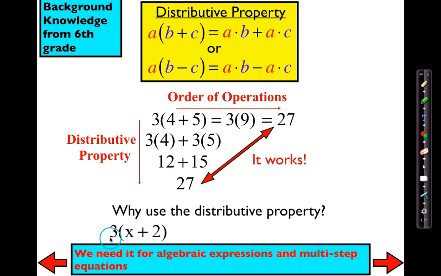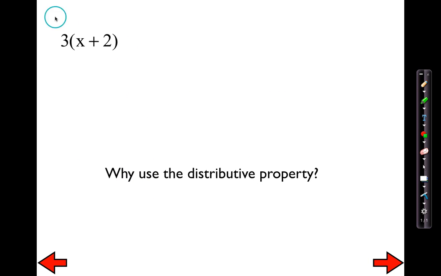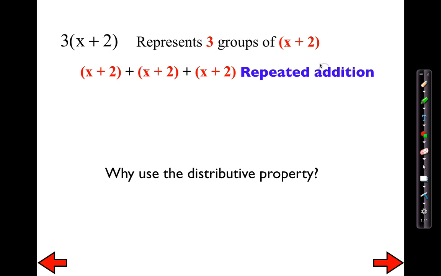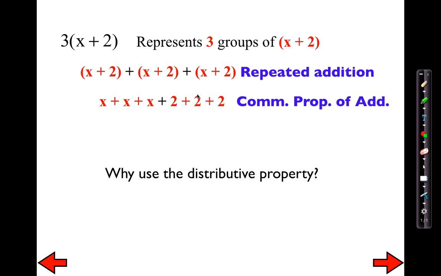Here, we would read this as 3 times the quantity x plus 2. So this essentially means 3 groups of x plus 2. If I take 3 groups of that, that's repeated addition. I'm going to use the commutative property and rearrange it so all the x's are together and all the 2's are together. Again, this is the commutative property of addition. Then I'm just going to simplify and say there's 3 x's, and the 2's total to 6, so 3x plus 6. That's just me simplifying.